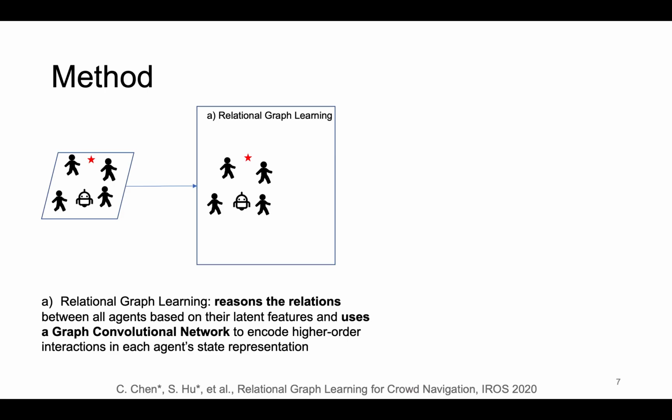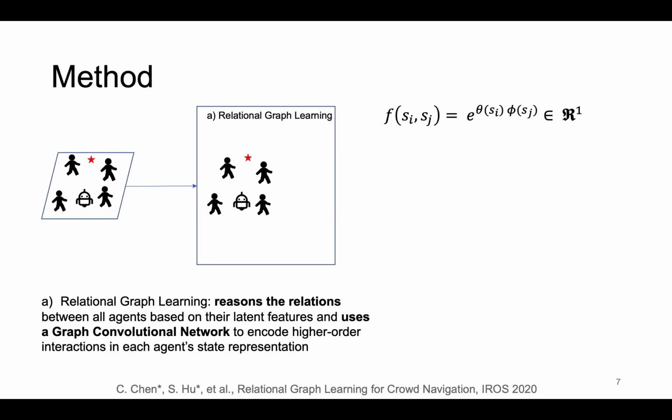The first one is a relational graph learning module. We model the crowd of n humans and the robot as a directed graph, where each agent is a node and their interactions or relations are encoded as directed edges between nodes, pointing from agent I to agent J, indicating the amount of attention agent I pays to agent J. This pairwise relation is not known a priori, and it is computed by a Gaussian similarity function, which takes a pair of agents' states as input and outputs the pairwise relation value.